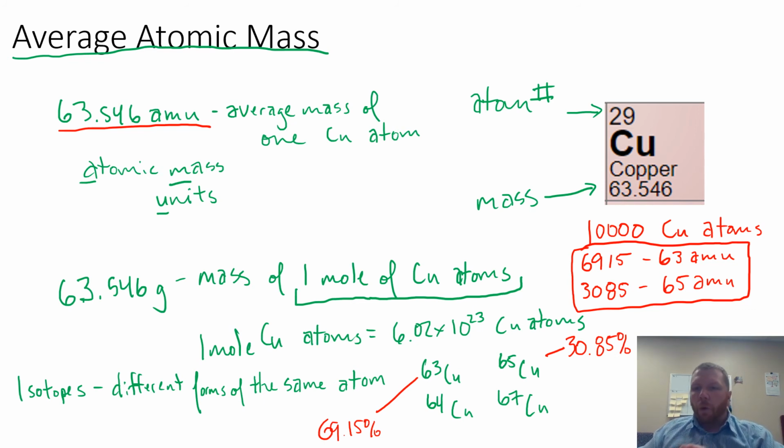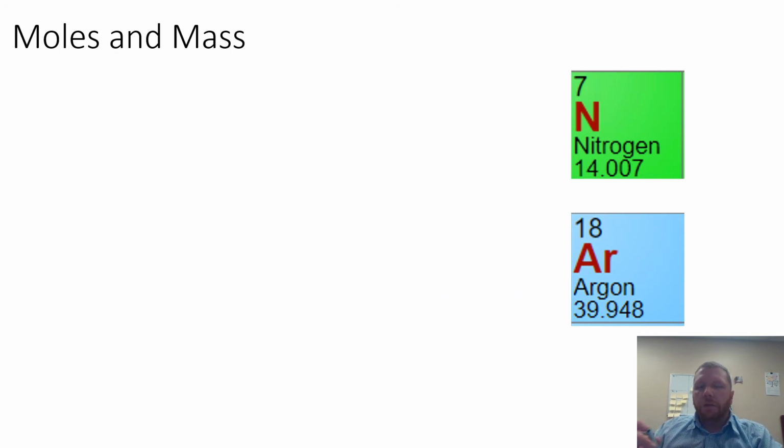Not a single one of those copper atoms has a mass of 63.546. 69% of them, effectively, have a mass of 63, and 31% of them have a mass of 65. None of them have a mass of 63.546. That's simply an average of those two. Well, I hope that this explanation was helpful. Now we're going to go on and do a comparison of moles and masses.